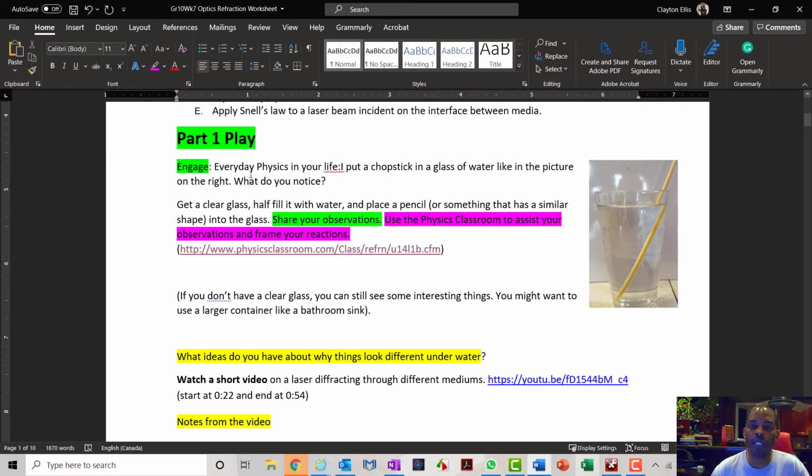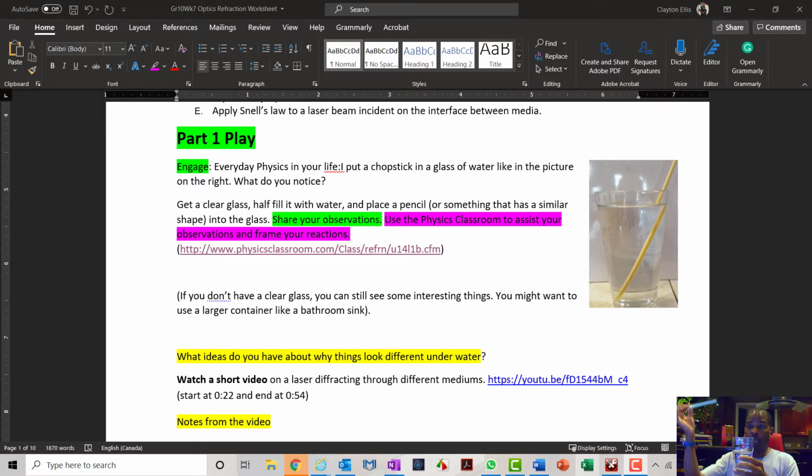So in the first one, you're going to get a clear glass. You're going to fill it with water halfway, and you're going to put a pencil or a spoon or a fork, and you're going to observe. So if I were to take this glass here that's half filled with water, and I put a straw inside of it, what is it that you observe? I want you to take a look at that and then write down your observations of what you see.